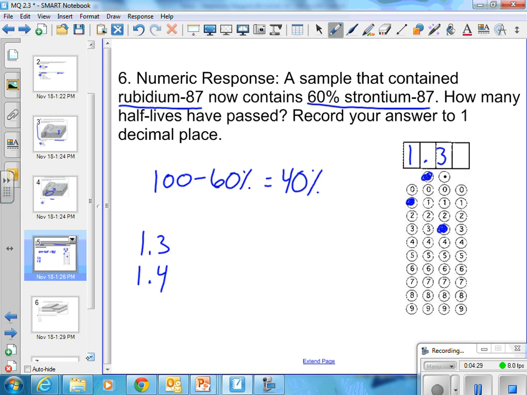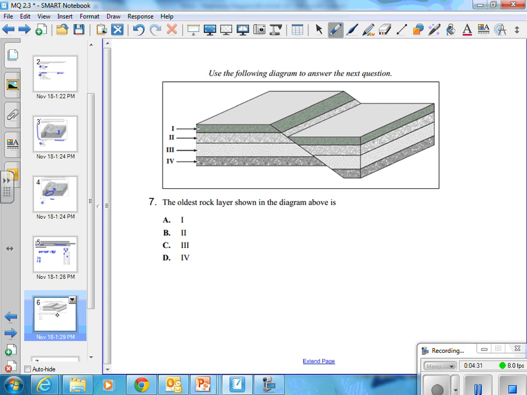Okay, last question. Sorry, second last question. No, last question, just kidding. Number 7, the oldest rock layer, okay, based on sedimentary rock, we know that the farther down it is, the older it is. So the oldest layer is shown at D.